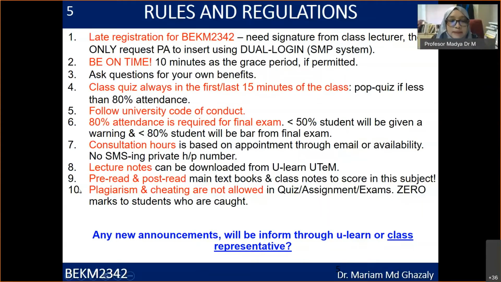And number 10, lastly, plagiarism and cheating are not allowed on quizzes, assignments, or exams. If I detect any sort of plagiarism or cheating, it is directly 0 marks. If student A copies from student B, both students will get 0. So do not let other students copy your work. That's the keyword. If you are caught cheating, both will get 0. Any announcement will be directly through Ulearn. As for class representatives, there are none this semester because I announce directly on Telegram.